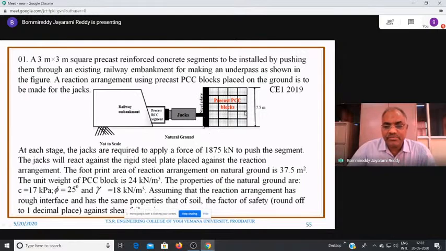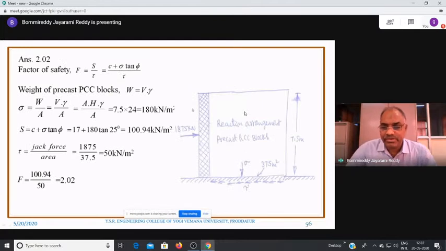So here, what is the factor of safety with respect to the shear? Understanding the question is important. In the next page, you can look here. This is the steel plate provided, and in this there is a push of 1875 kilonewtons. Already I told you, it is given in the problem.